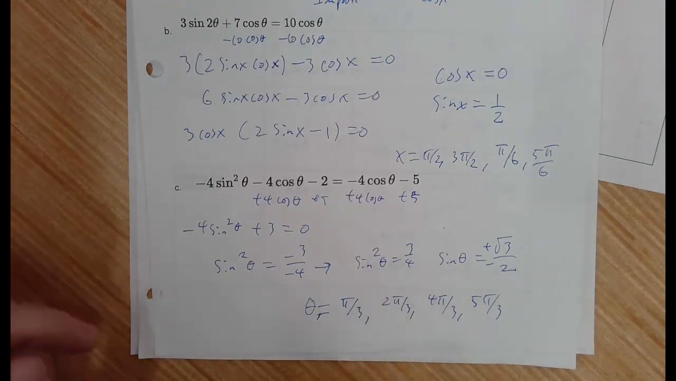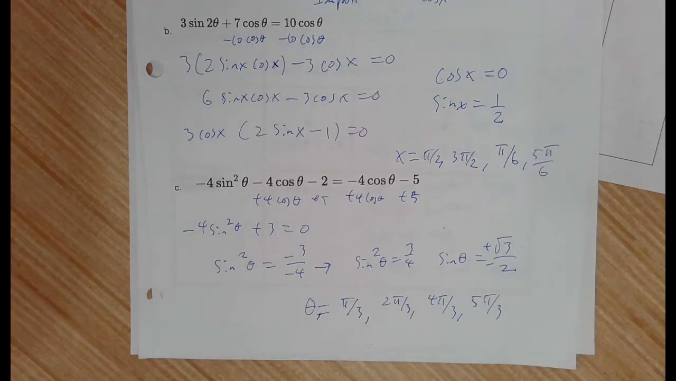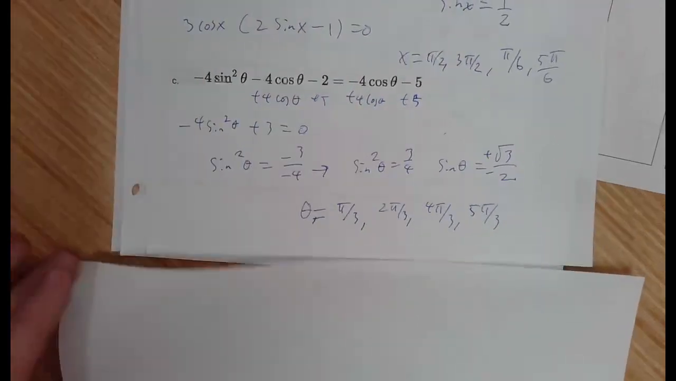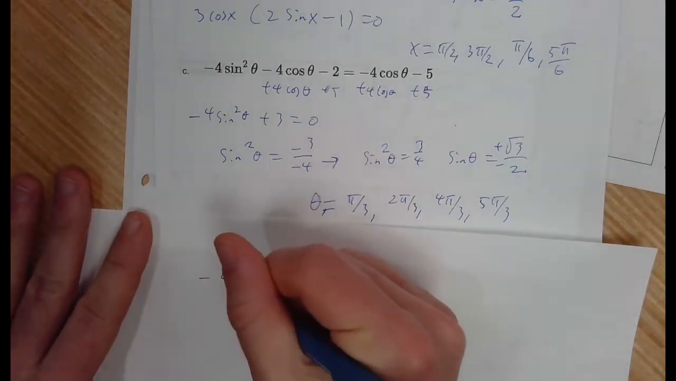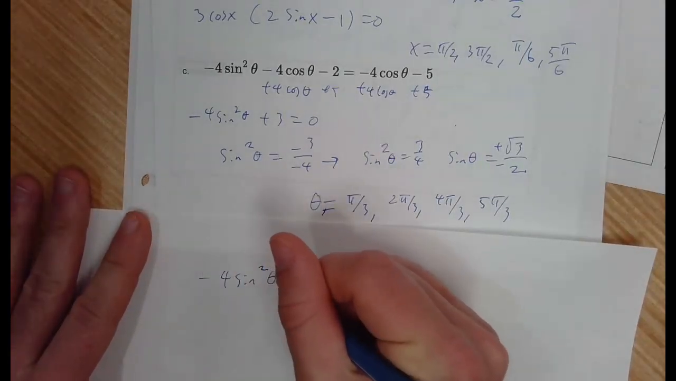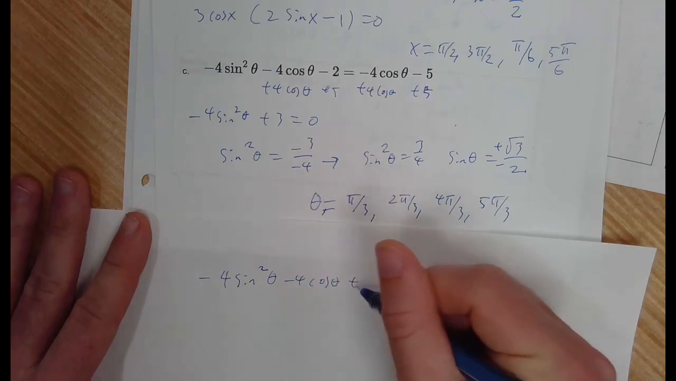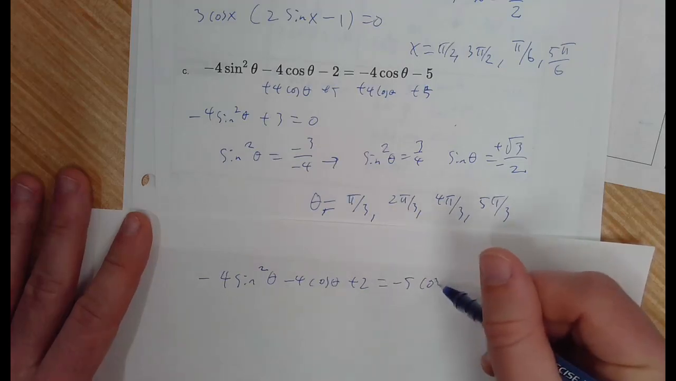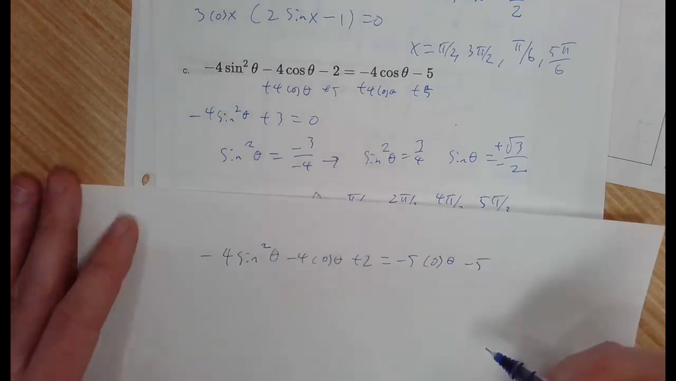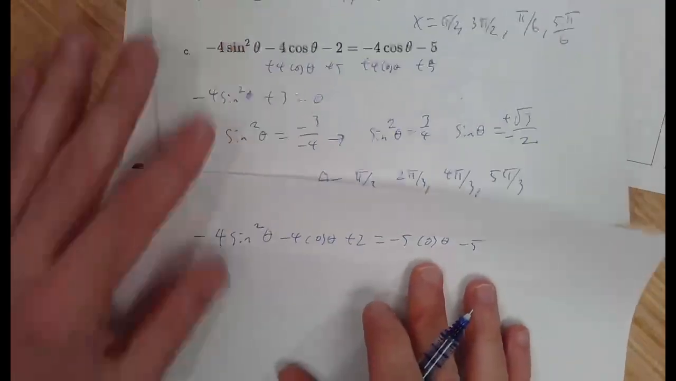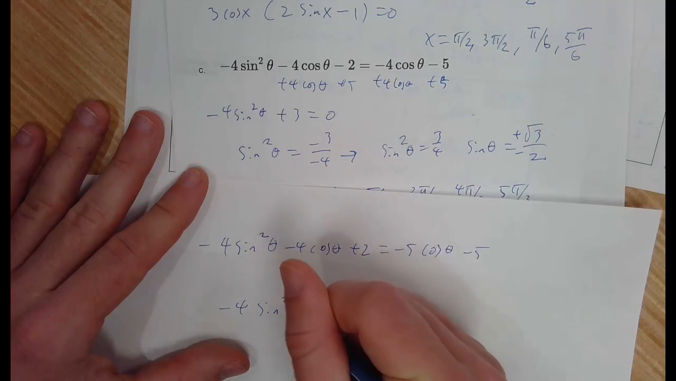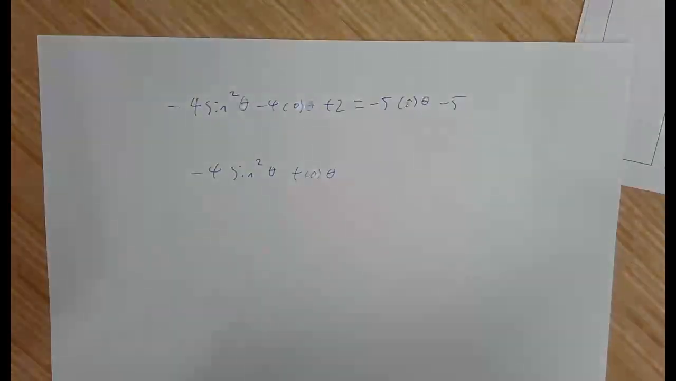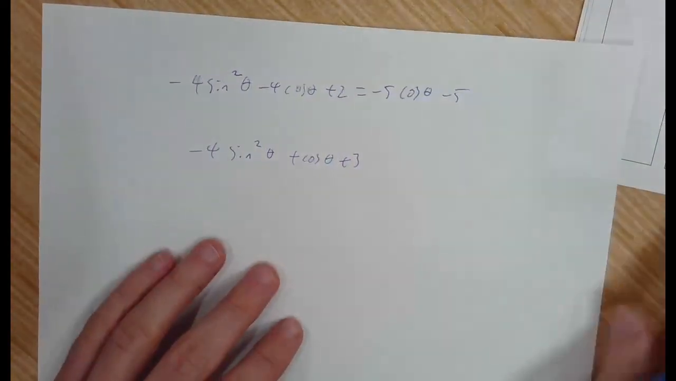So let me show you an example of what I was talking about, if we had to convert it. I want to make sure you're good on that. So let's say we have the same problem. I'm just going to make up a new problem. Let's just say that everything was the same, but instead of a -4 cosine theta there, it was a -5. Okay, and so then when we moved everything over, what we would have is -4 sine squared theta plus cosine theta plus 3 equals 0.